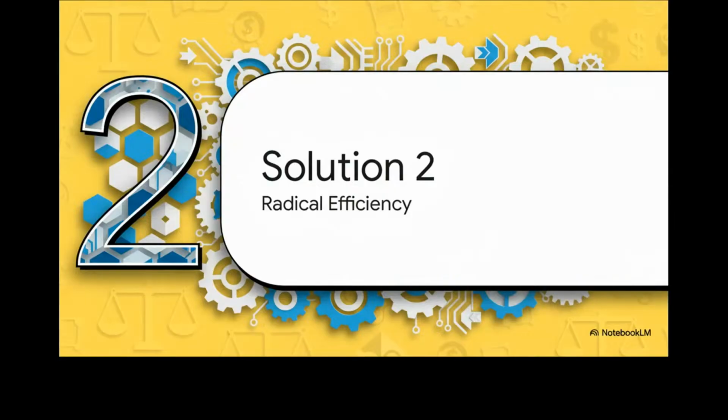All right, now let's pivot to the second approach, which is totally different. We'll call this one radical efficiency. This path isn't about teaching everybody how the system works so they can challenge it. Nope. It's about using that same blockchain tech to build better tools for the people already working inside the system to make it faster, cheaper, and way more secure.